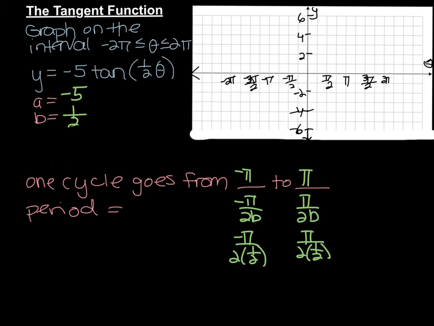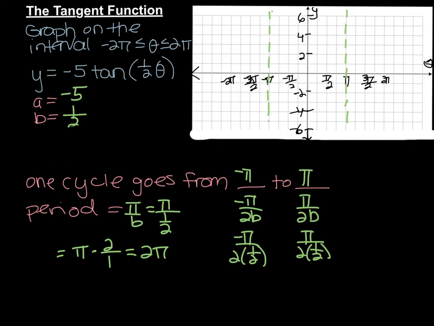Now the period is pi over b. In this case, the b value is 1/2, so pi over 1/2. This is the same thing as saying pi times the reciprocal, 2 over 1. So the period is 2 pi. So we know that our asymptotes are going to be every 2 pi units. So I'm going to sketch in my asymptotes at negative pi and positive pi. Since the interval is only going up to positive 2 pi and down to negative 2 pi, we don't have to graph any other asymptotes.